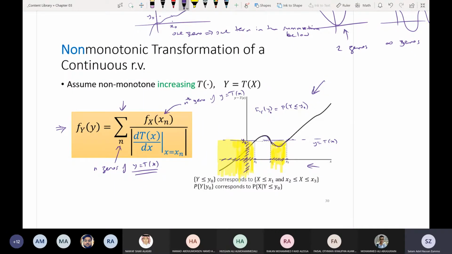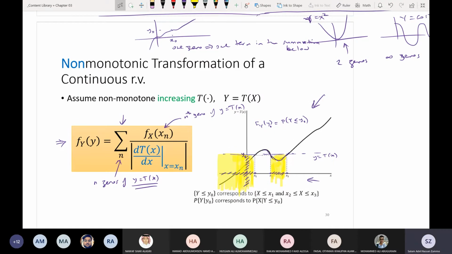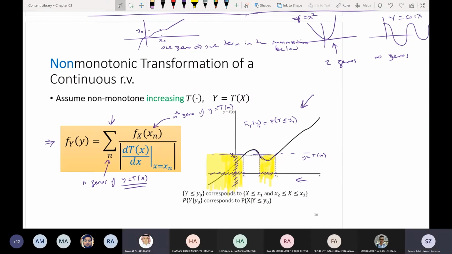Clear? Any question? We'll have examples. However, do you have a question about the concept here? The value for x is the value corresponding to y0 or the zeros of the function? The zeros of the function.